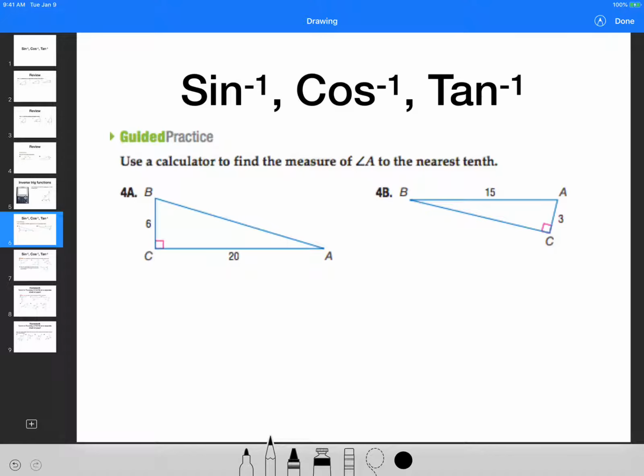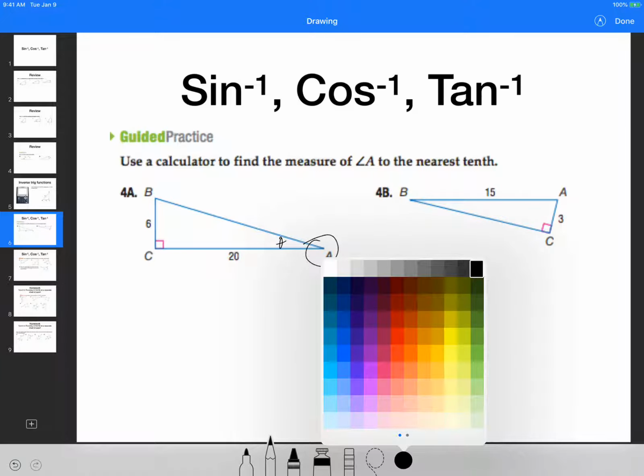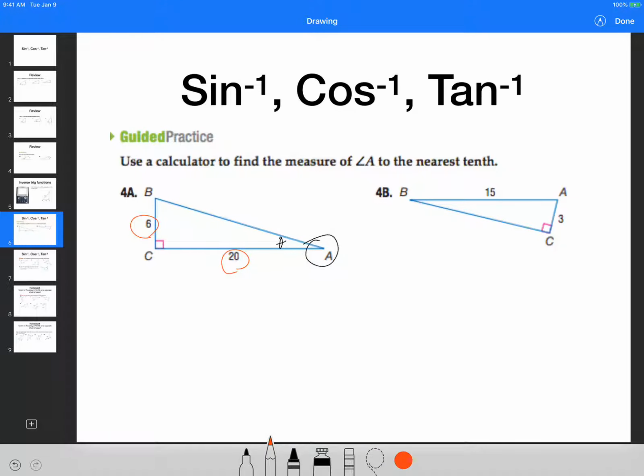So here, I have an angle A that I want to look for, so I'm going to notate that with theta. Always notate the specified angle with theta. And then, your second step should be to look at what you're given. You're given 6 and you're given 20. 6 in respect to this angle is opposite. 20 in respect to this angle is adjacent. So what trig function am I going to be using?